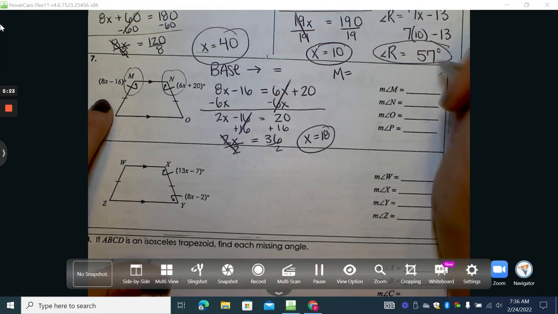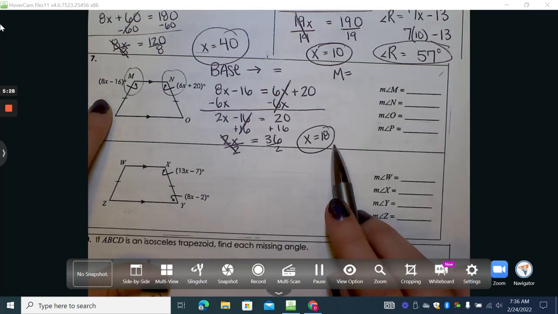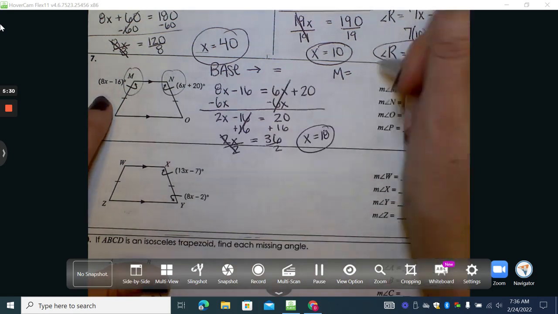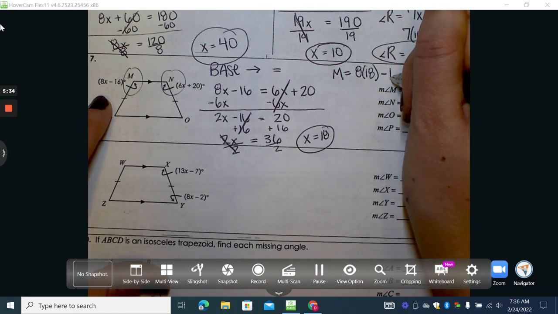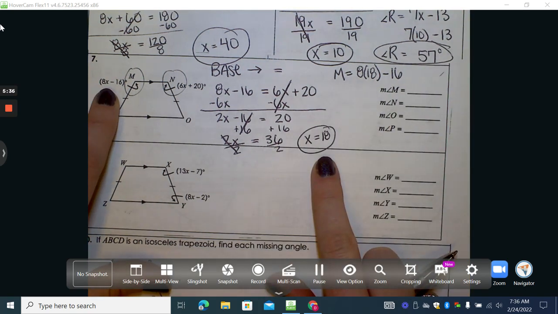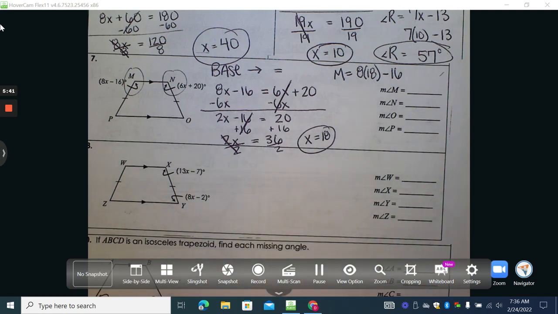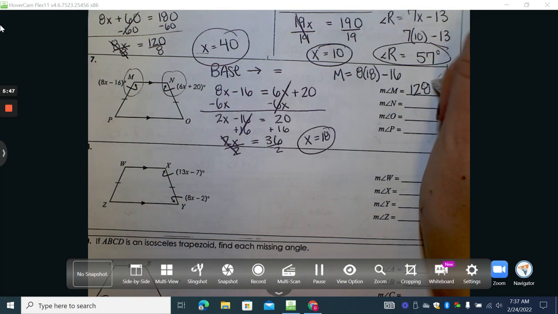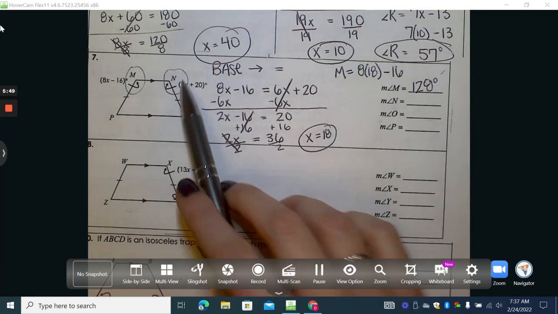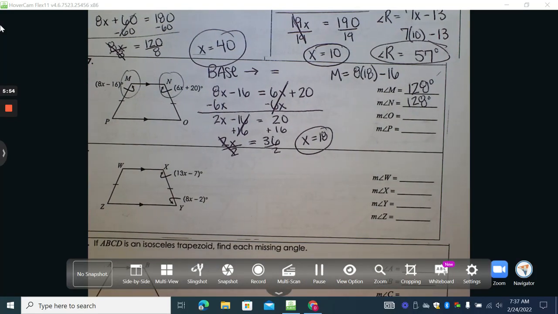Angle M is 8x minus 16. So x is 18. I'm going to put the 18 in that x spot. 8 times 18 minus 16. 8 times 18 minus 16 is a total of 128 degrees. So I know angle M and N are both 128 degrees.